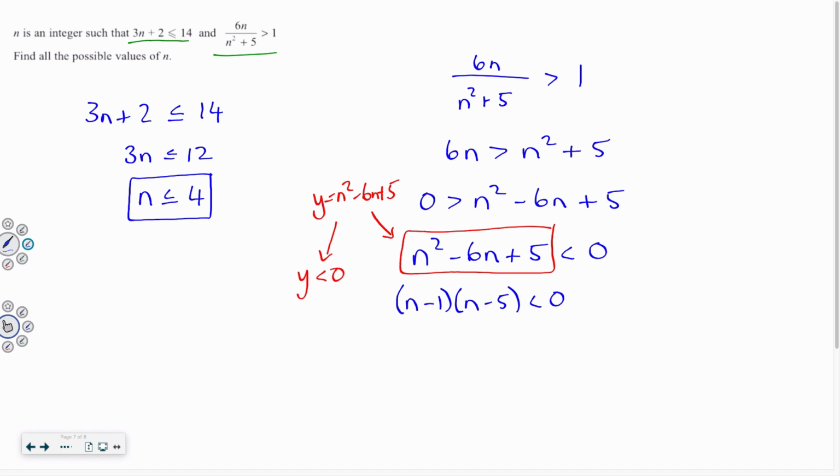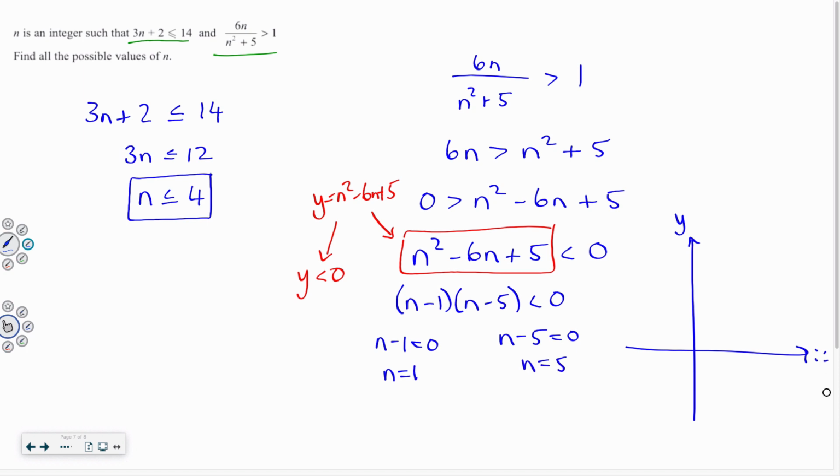Let's do a little sketch at the side so we can visualise what's going on. If I draw my x and y-axis, we've got a positive quadratic here because the coefficient of n squared is positive. If we look at where our n values equal 0, this bracket, n minus 1, or n minus 5 can equal 0. So n equals 1 or n equals 5. And actually, this axis really should be my n-axis as we're dealing with the variable n. So if we sketch that, we'd have a positive quadratic looking something like that.